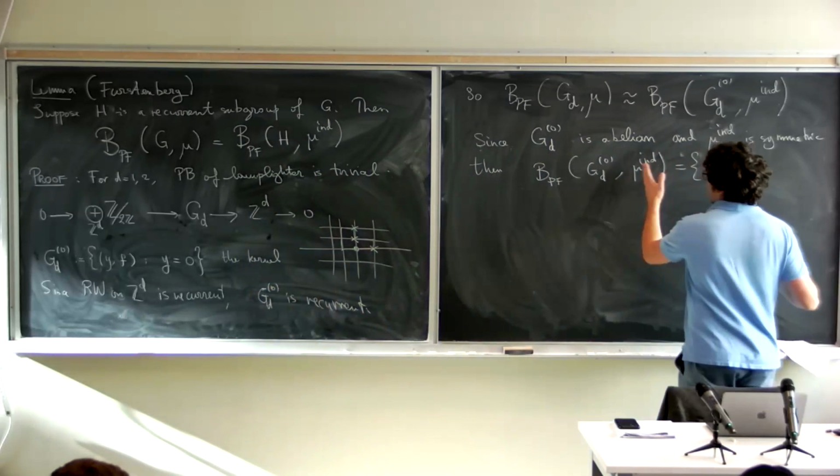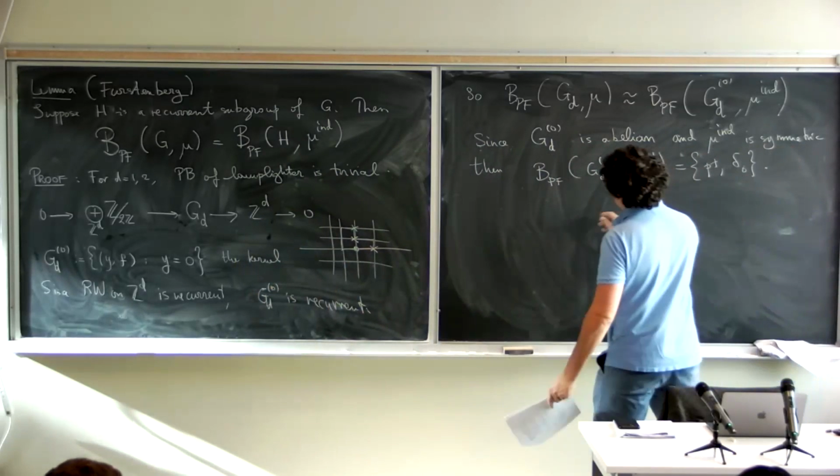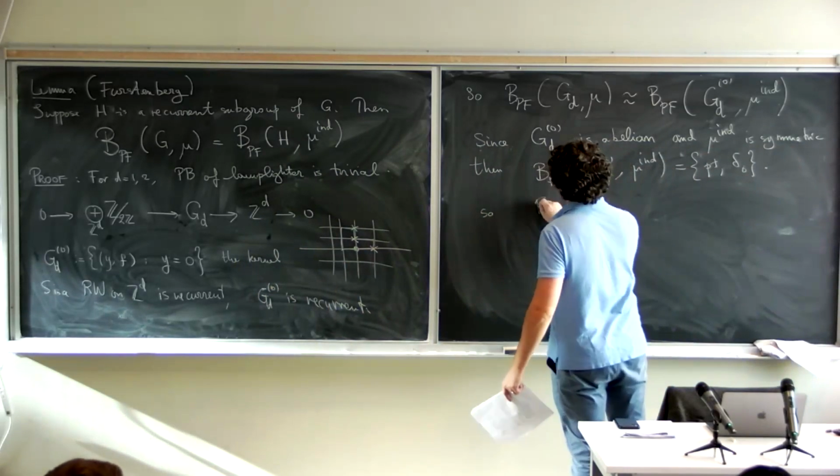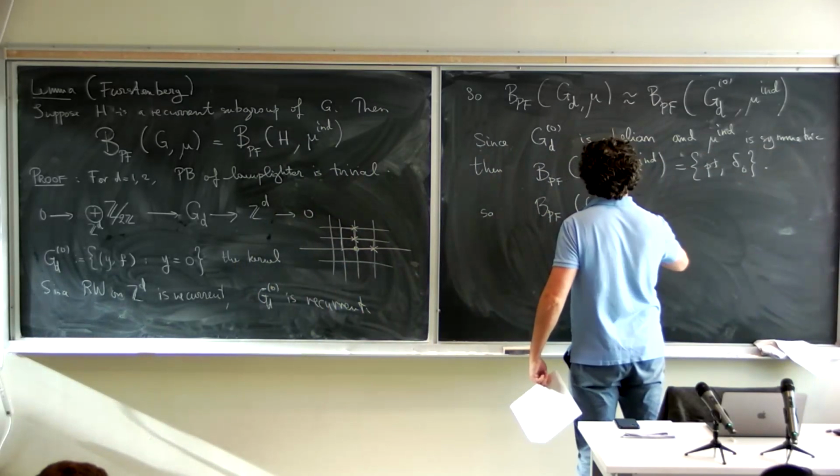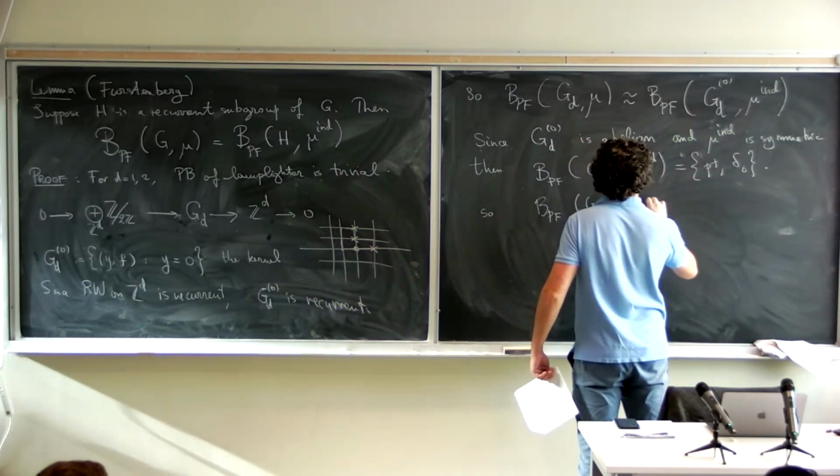Yeah. So clearly this one is trivial, and so also the Poisson-Furstenberg boundary of the whole group is trivial.